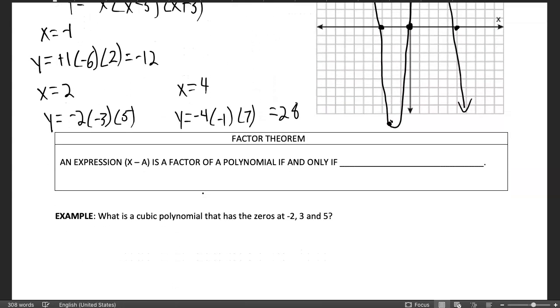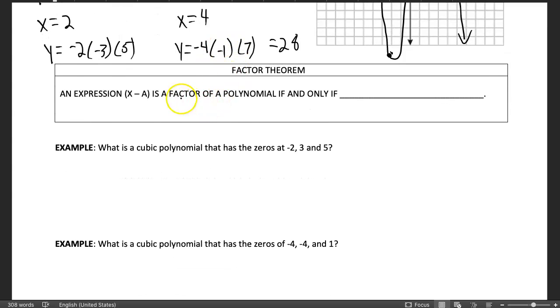Now we have a theorem which just reinforces all we were saying. An expression x minus a is a factor of a polynomial if and only if, this is really powerful language here, if and only if a is a 0 of the polynomial. Meaning that we can only factor this if we know a is a 0.